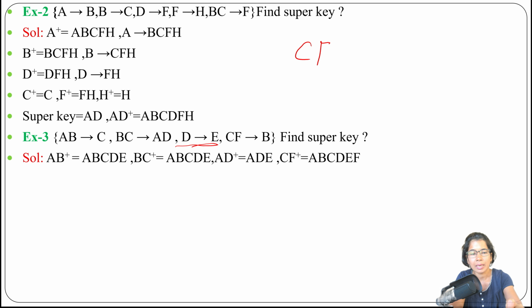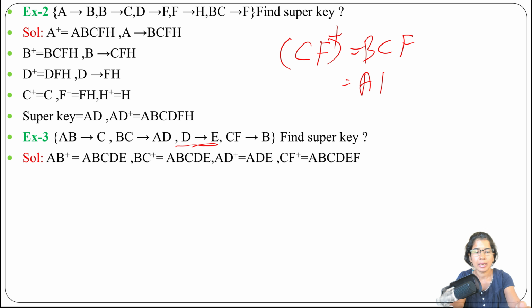So CF positive closure equals CF. From CF you can derive B, so it will be BCF. Then from BC you can derive AD, so A, B, C, D, F. Next from AB you can derive C, C is already there. From BC you can derive AD, AD is already there. From D you can derive E.